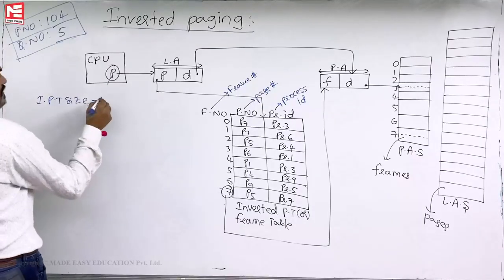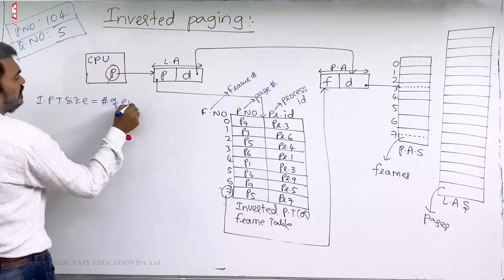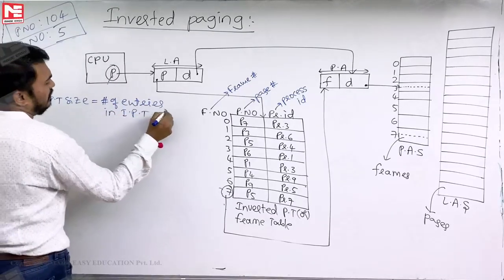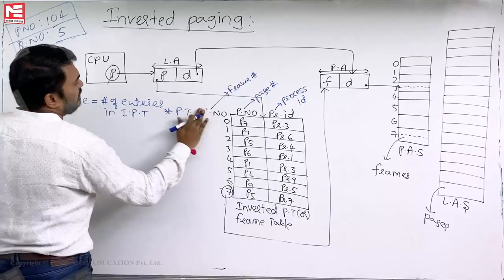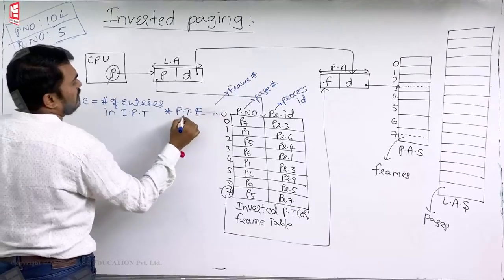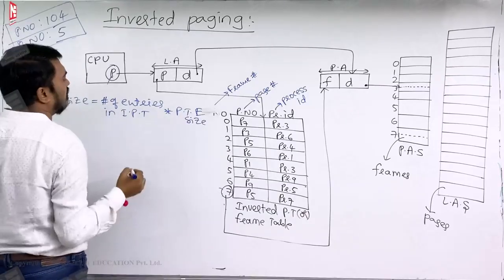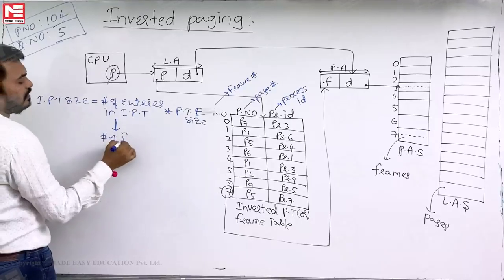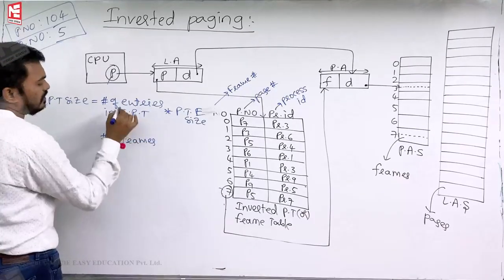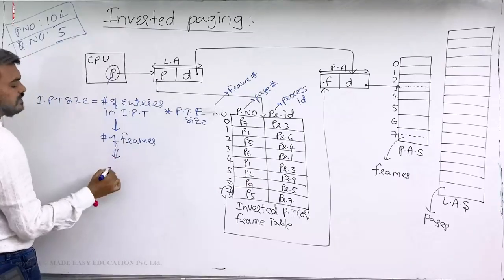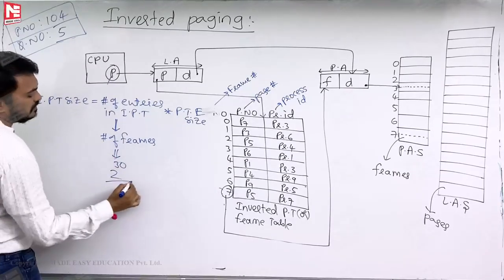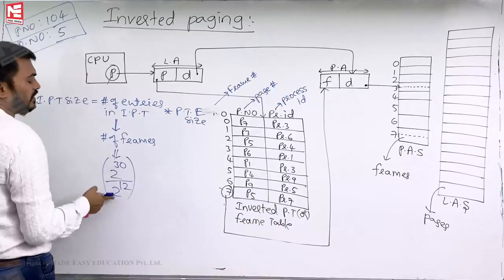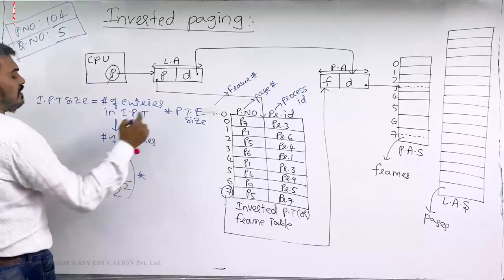So inverted page table size means what? Same formula, number of entries in a inverted page table multiply with what? Page table entry size. So number of entries in the inverted page table, this is same as what? Number of frames. ओके, जब से बोल रहा हूं नंबर ऑफ फ्रेम्स. बताओ नंबर ऑफ फ्रेम्स कैसे आएगा? 2 power 30 डिवाइडेड बाय 2 power 12. ओके, PAS डिवाइडेड बाय फ्रेम साइज और पेज साइज. सो मल्टीप्लाई विद व्हाट? एंट्री साइज.